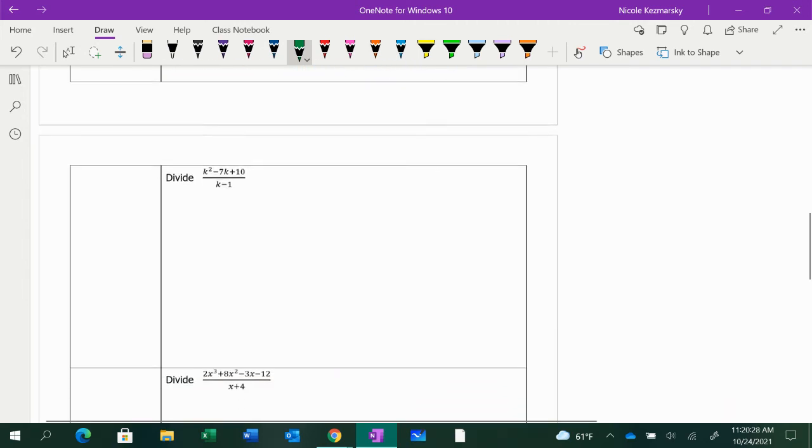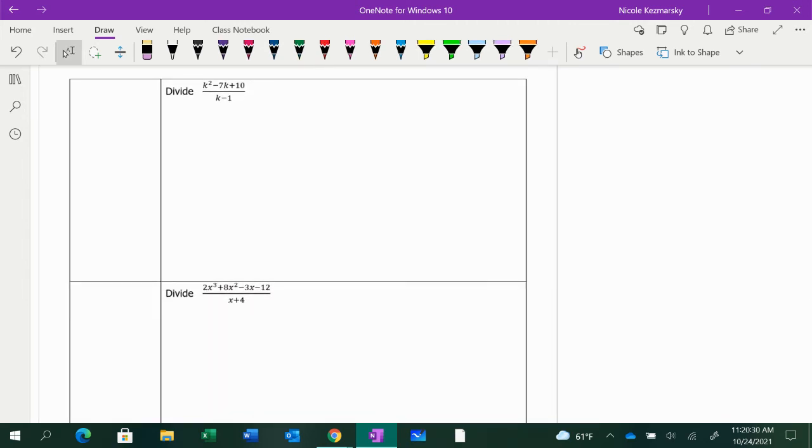Let's keep practicing. So this next one has k's, but that's okay. We're going to work the same process. I'm going to say k minus 1 equals 0. Add the 1 and get k equals 1. That 1 goes outside the box.